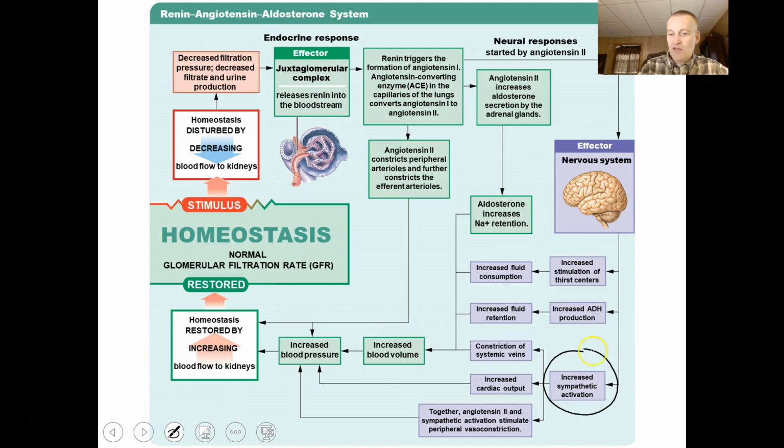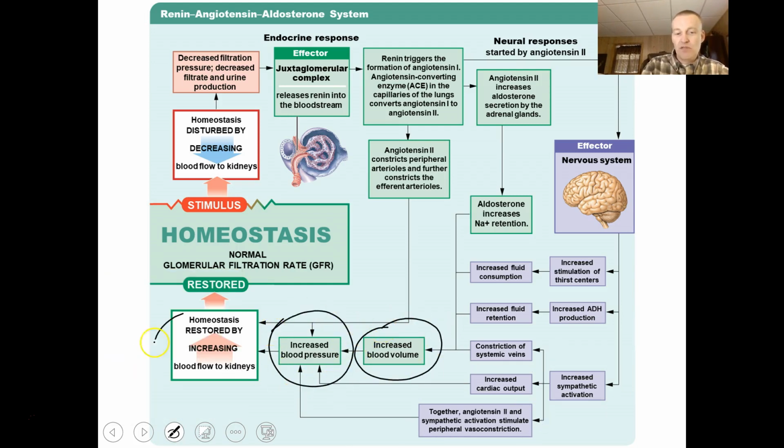And then sympathetic nervous stimulation can happen as well, which can increase cardiac output. And then in addition to all the other things, it will cause general vasoconstriction, or the narrowing down of arterioles all throughout the body, which will increase blood pressure. So if we have an increase in blood volume and an increase in blood pressure, this will increase general circulation blood pressure and thus increase the flow of blood to the kidneys.